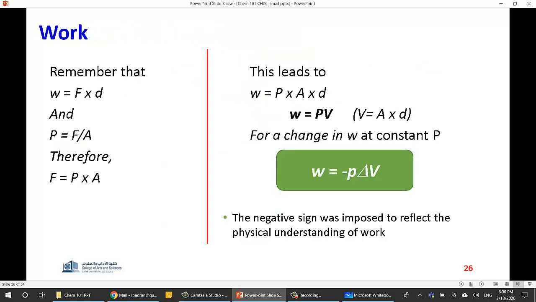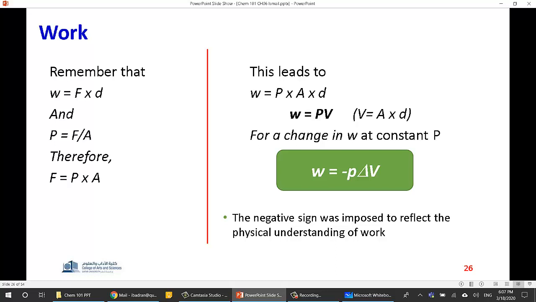Okay, so now let us move to define what work is. Recall from physics that work is the force times the distance. This is the definition of work from physics. We also know that the pressure is equal to force over area. From the second equation, P is equal to F over A. That means the force is equal to P times A. You just rearrange this equation, and you come up with the force being equal to PA. So the work is equal to P times A times D, because the work is F times D, so I replace the F by PA.